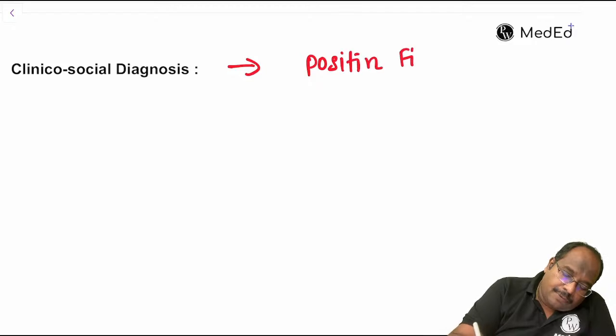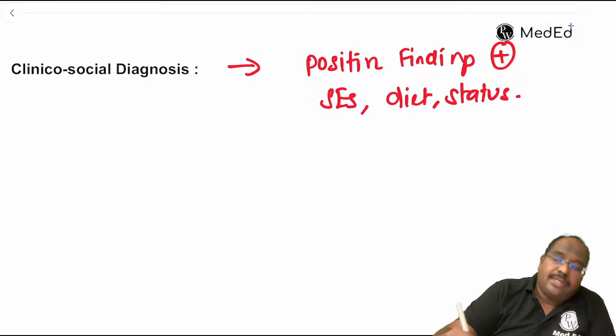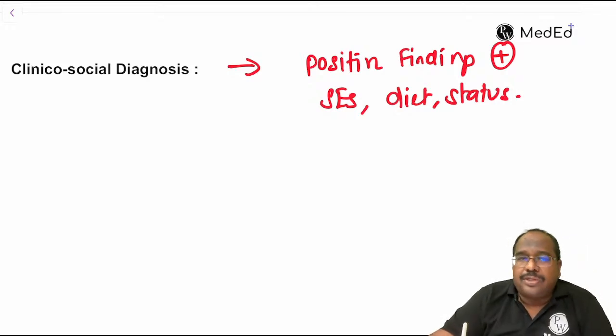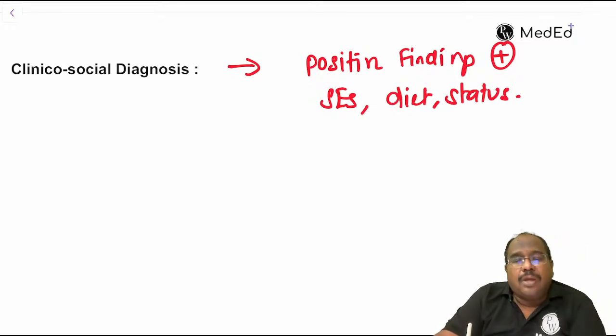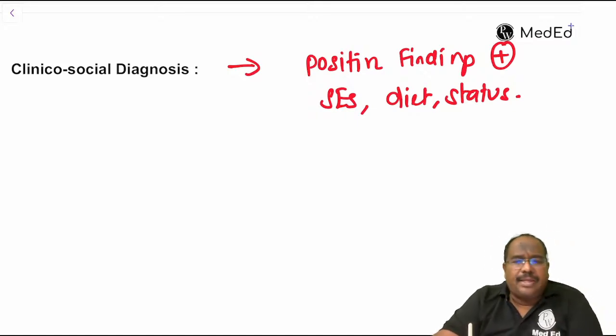All the positive findings, plus you write the socio-economic status, diet status. Okay, this you have to give. Clinico-social diagnosis, you make all these things. All the positive findings, socio-economic status, diet, if anything is there, that you are going to mention in the clinico-social diagnosis.